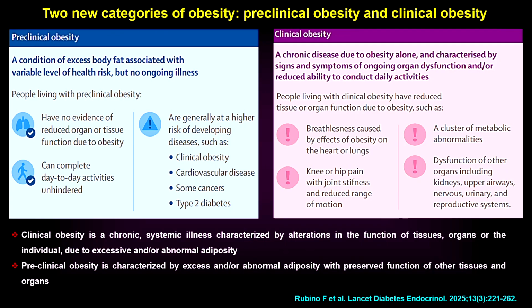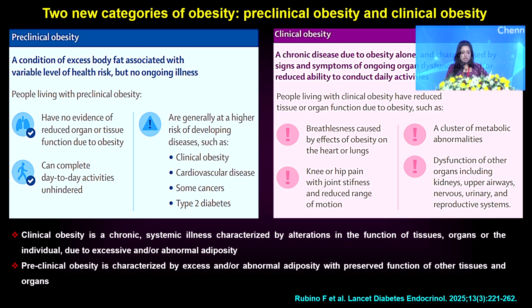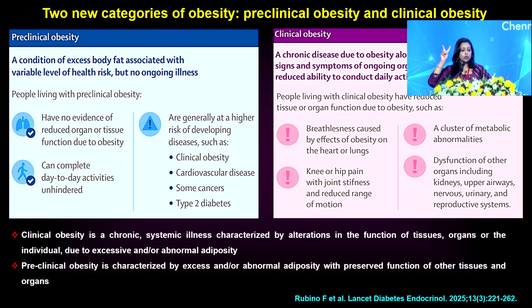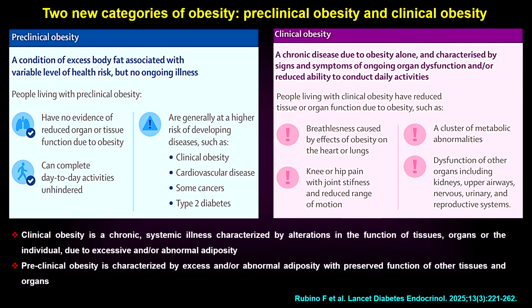Obviously, we talked about the staging that was based on BMI. I established now that's perhaps not the best thing to do for India. So then what do we do? We now have a new staging that talks about two types of obesity. One is called clinical obesity, and the other is called preclinical obesity. Now, what are these? These are based on body fat. You cannot diagnose obesity without the presence of body fat. So that's the first point. You have to establish that.